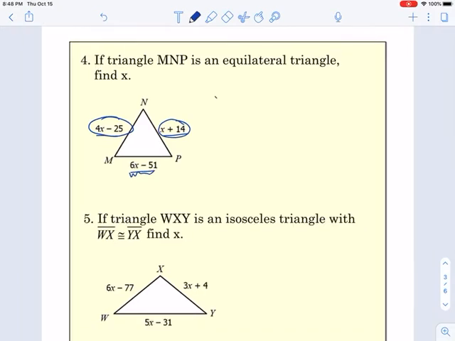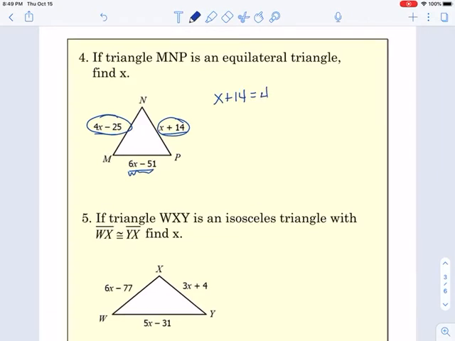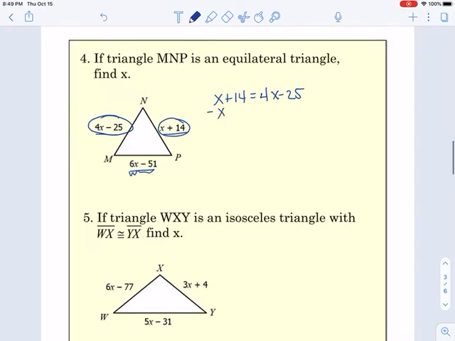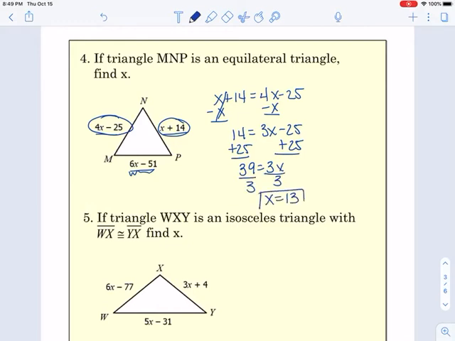So again, equilateral means that all the sides are equal. I'm going to set x plus 14 equal to 4x minus 25. Subtract x from both sides, and 14 is going to equal 3x minus 25. Add 25 to both sides, and 39 is going to equal 3x. Then divide both sides by 3, and x is going to equal 13.